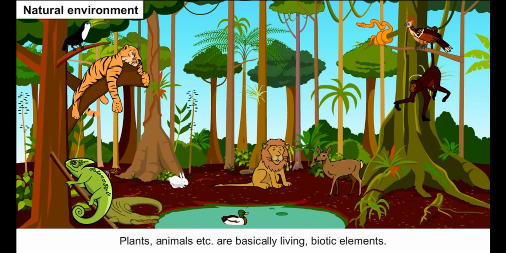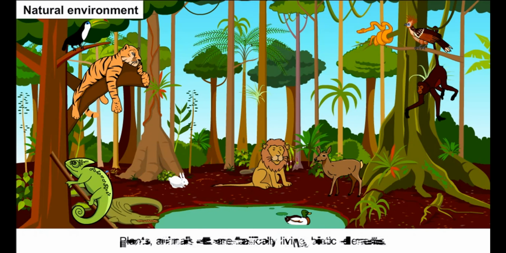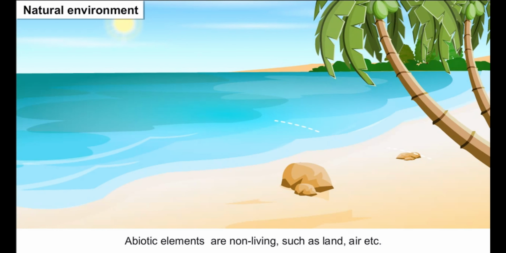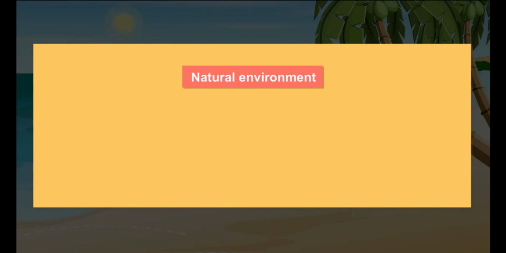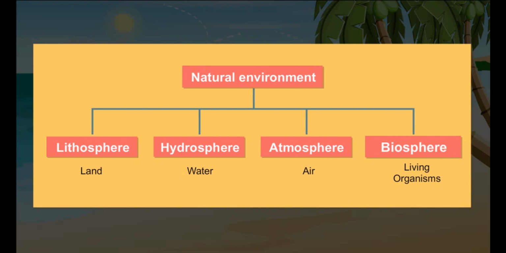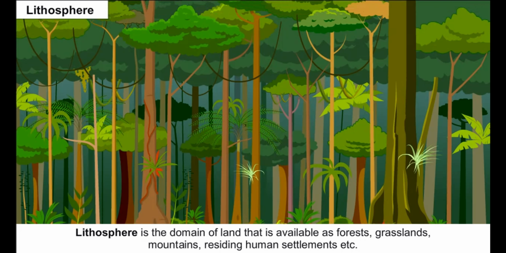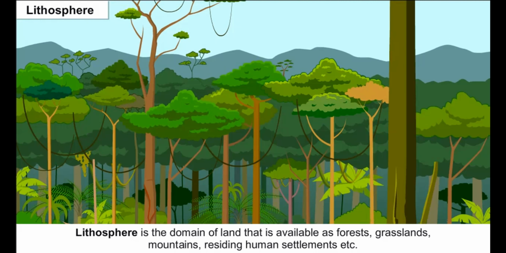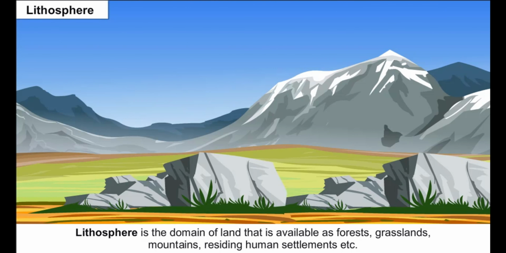Plants, animals, and other organisms are basically living biotic elements. Abiotic elements are non-living, such as land, air, etc. Natural environments comprise four important spheres: the lithosphere, hydrosphere, atmosphere, and biosphere, that is, the land, water, air, and living organisms. Lithosphere is the domain of land that is available as forests, grasslands, mountains, residence for human settlements, etc.